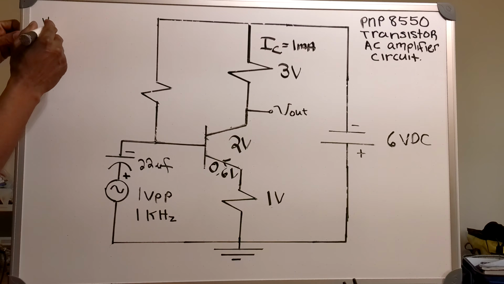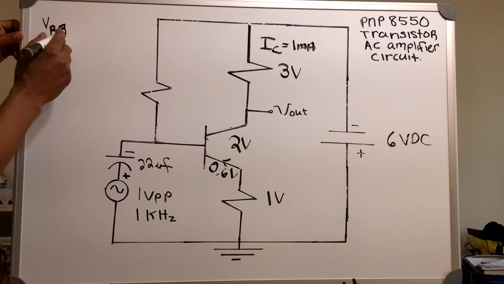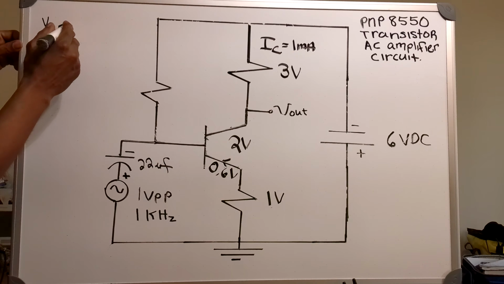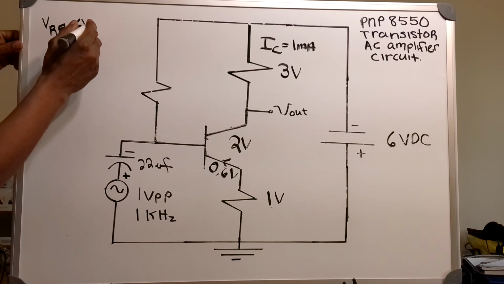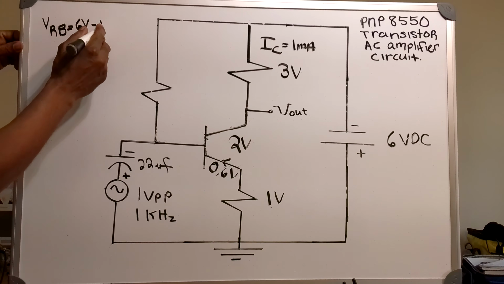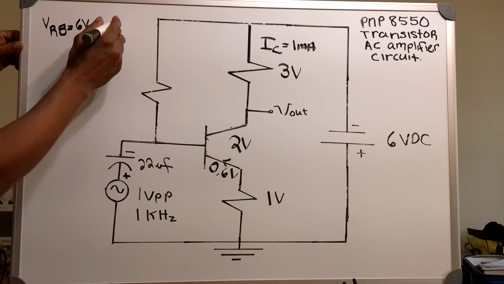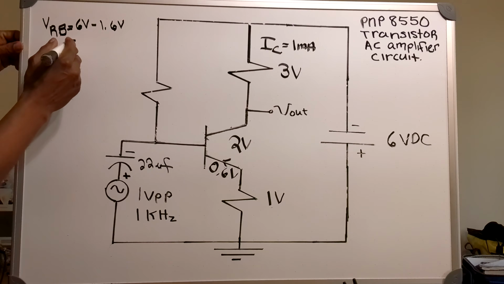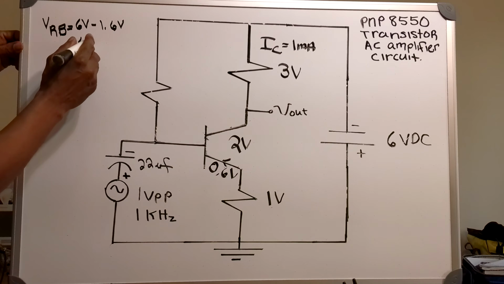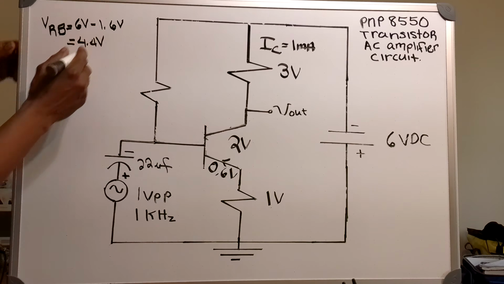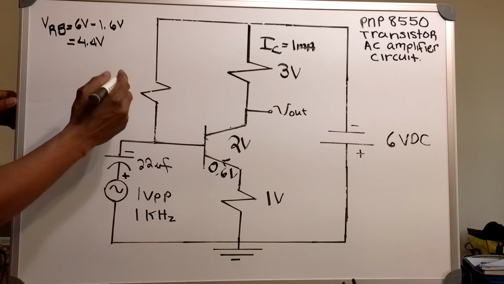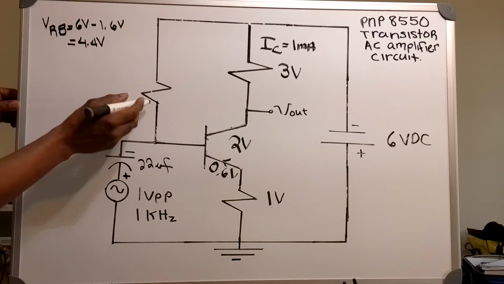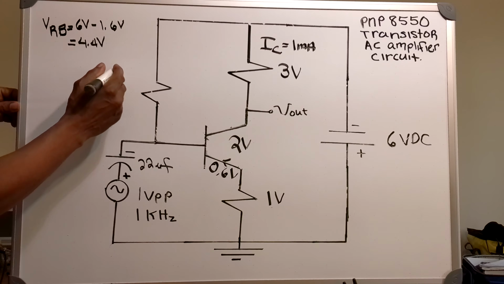So the voltage across my base resistor equals 6 volts minus 1.6 volts. That will give you 4.4 volts. So my base resistor will have 4.4 volts across it.